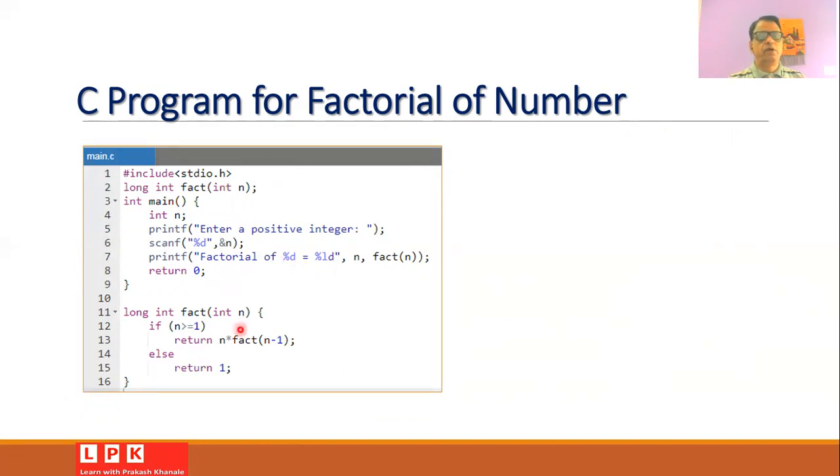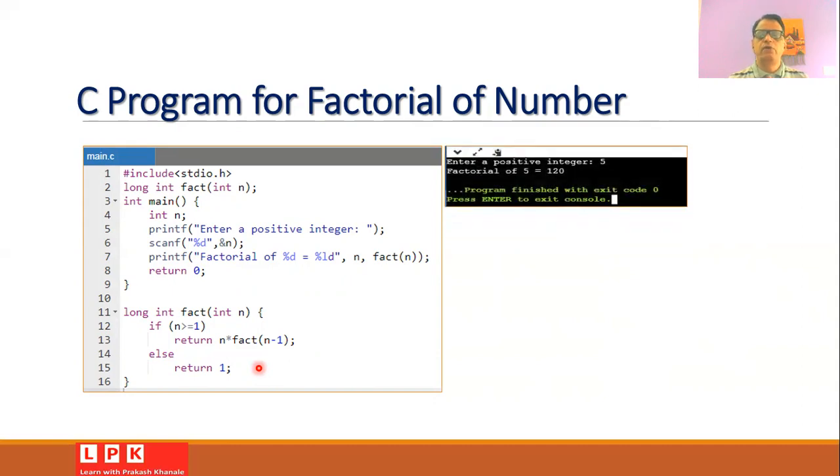Now in the definition of the factorial function, we will check if the value of n is greater than or equal to 1. If it is, then we will multiply n by the same function, fact of n minus 1. Otherwise, we will return 1. So whenever we execute this program using any online C compiler, initially the message "Enter a positive integer" will be printed on the screen. Suppose we have entered the number 5. Then you will get the result: factorial of 5 is equal to 120.